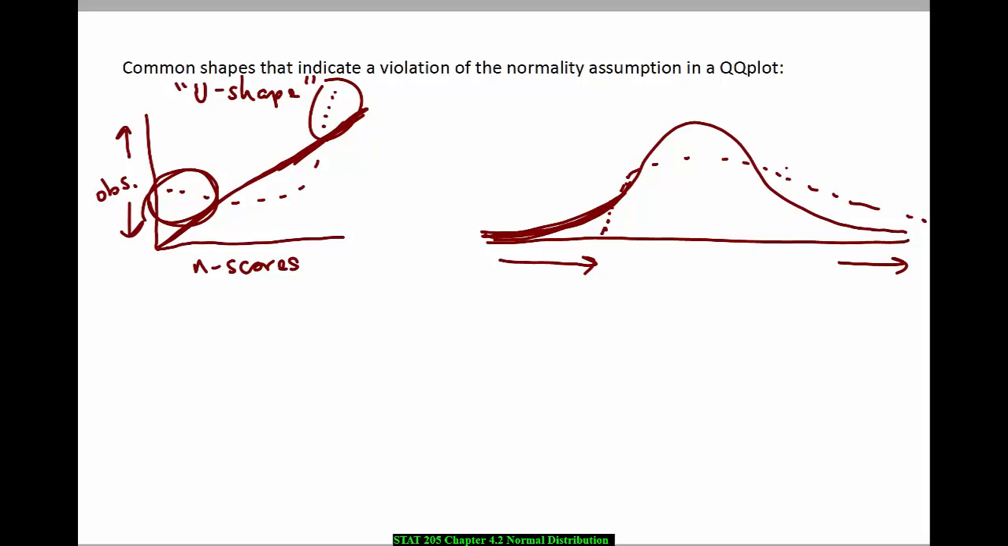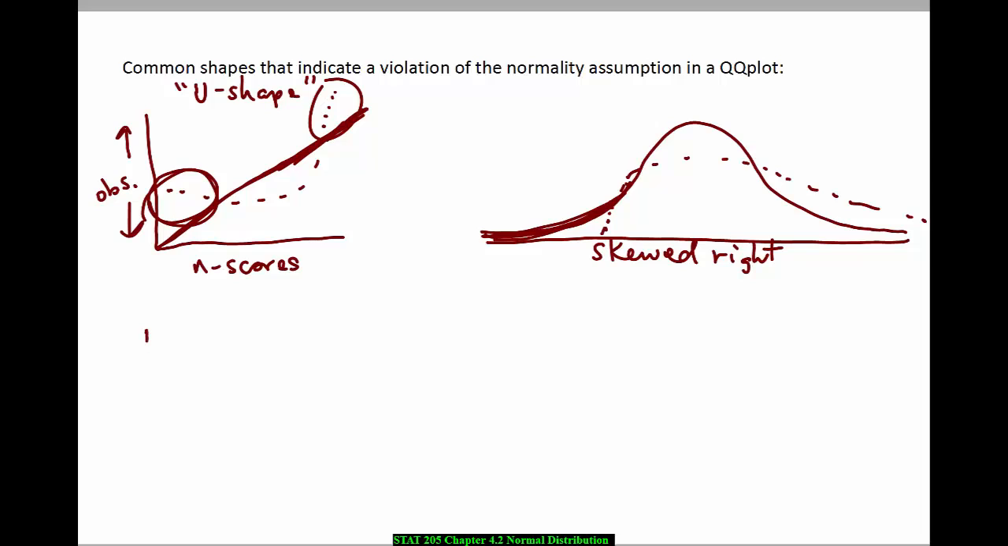Now, the dotted line, what kind of distribution is that? That's a skewed right distribution. So a U shape on the QQ plot indicates a skewed right distribution.